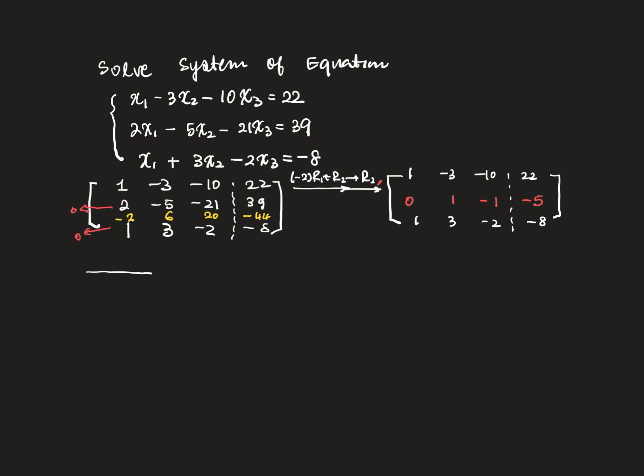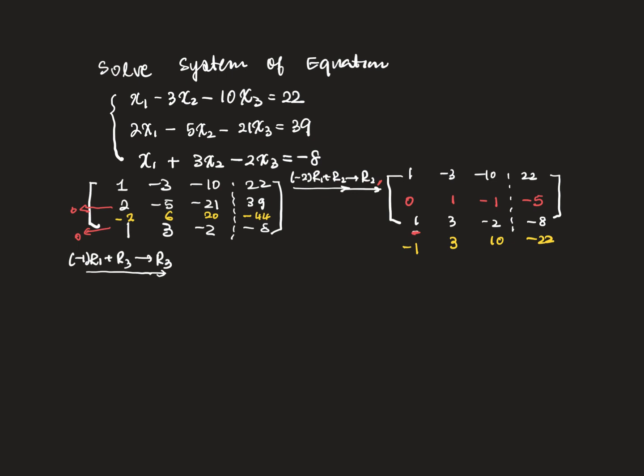Second, this entry should also be 0. So what do we need here? -1 R1 plus R3 goes to R3. So we have -1 R1: -1, 3, 10, -22.